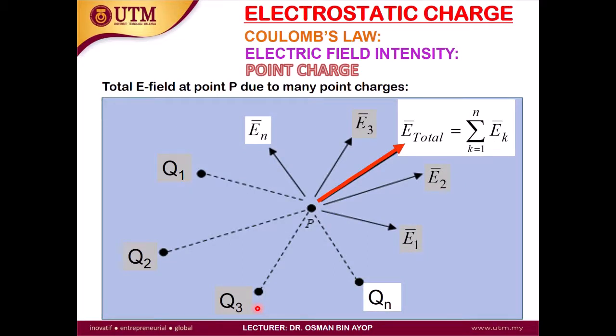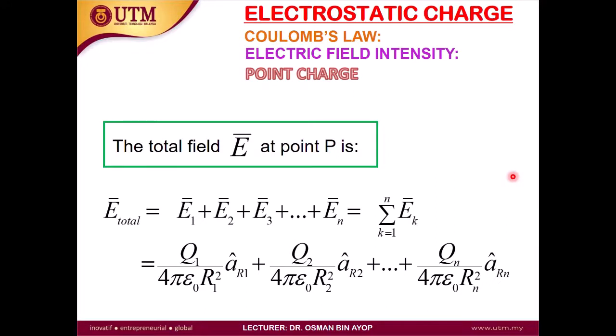This is the total E field if we have more than two charges. Let's say we want to find the E field at point P. So we have to calculate the total electric field contributed by the individual charges in the system. For example, I have Q1, Q2, Q3, Qn. So Q1 will provide E1, Q2 will provide E2, Q3 will provide E3, and Qn, En. So they have to be added together. And this is how we write the total E field at point P.